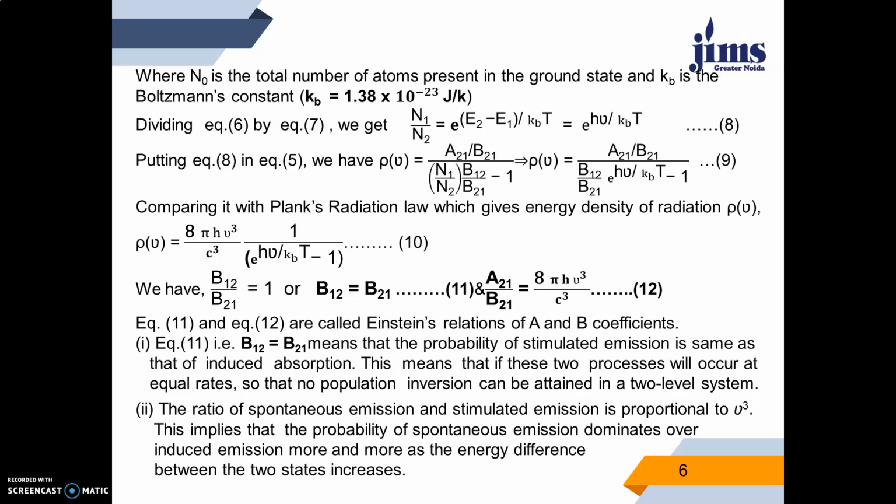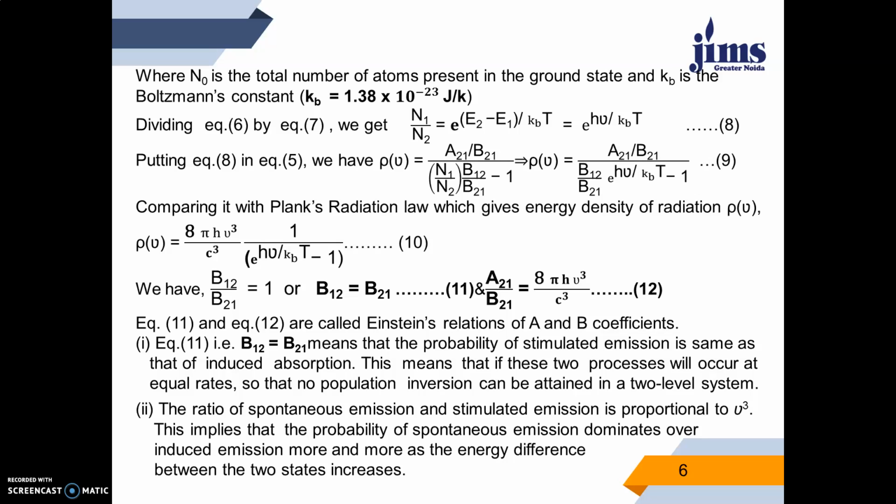Dividing equation 6 by equation 7, we have N1 over N2 equal to e to the power E2 minus E1 over kBT. E2 minus E1 is nothing but the energy difference between the two energy levels, which is given by h nu. So E2 minus E1 can be replaced by h nu. Therefore N1 over N2 is equal to e to the power h nu over kBT. This is equation number 8.